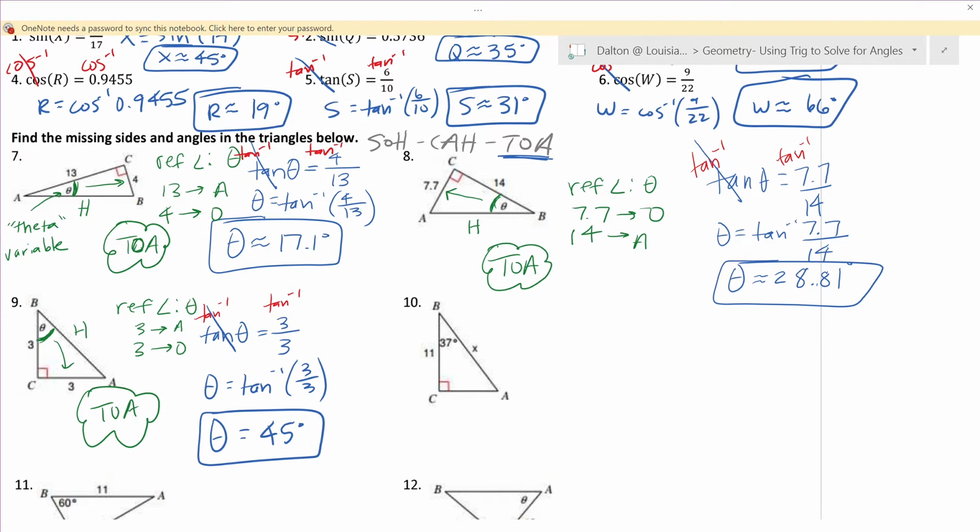Okay, number 10, let's list out our information. Always start with a reference angle.